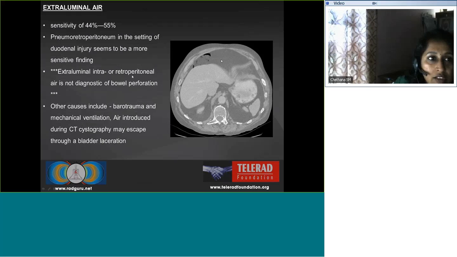Next is the extraluminal air loculi. In the setting of duodenal trauma, yes, it is very important, but just extraluminal intraperitoneal or retroperitoneal air is not per se diagnostic of bowel perforation, because it's also seen in other conditions such as barotrauma, mechanical ventilation, and air induced during CT cystography which can escape through a bladder laceration.